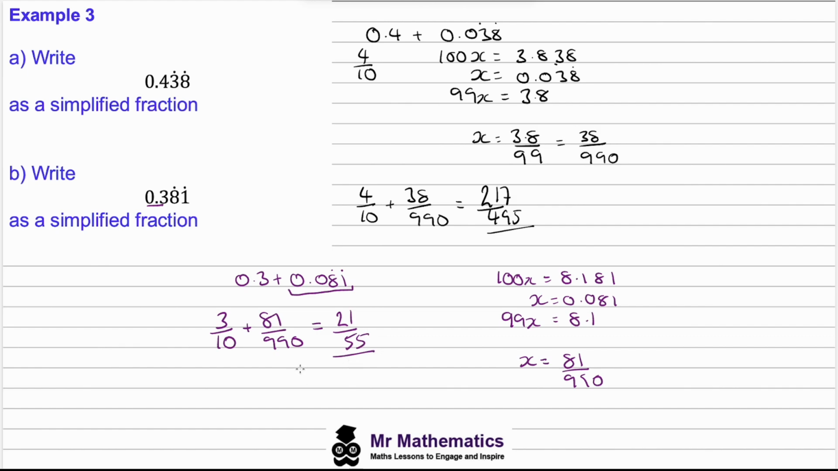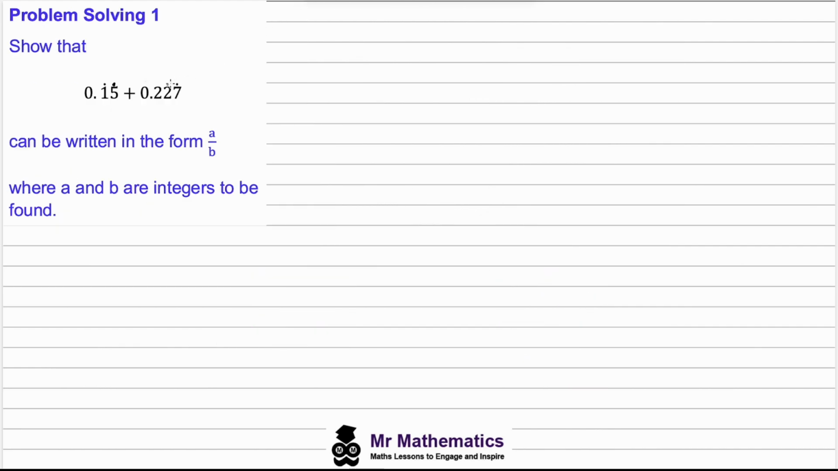Let's try one final question. So for our final question, we need to show that 0.15 recurring plus 0.227 recurring can be written in a simplified fraction in the form of a over b. We need to work out the values of a and b as integers. So do you want to give this question a go yourself? You can pause the video, and when you come back, you can check your working with mine. Okay, so welcome back if you had a go.